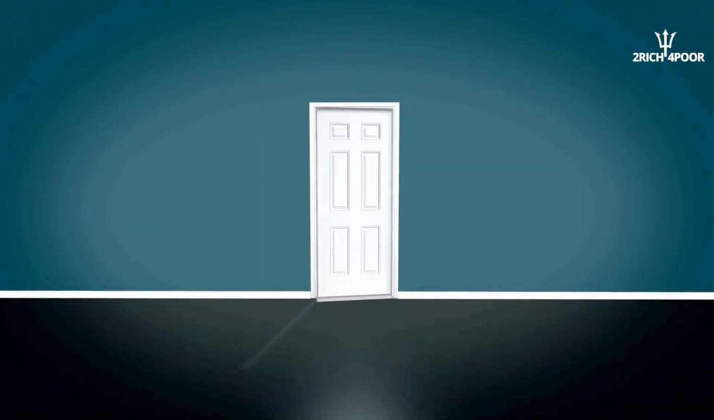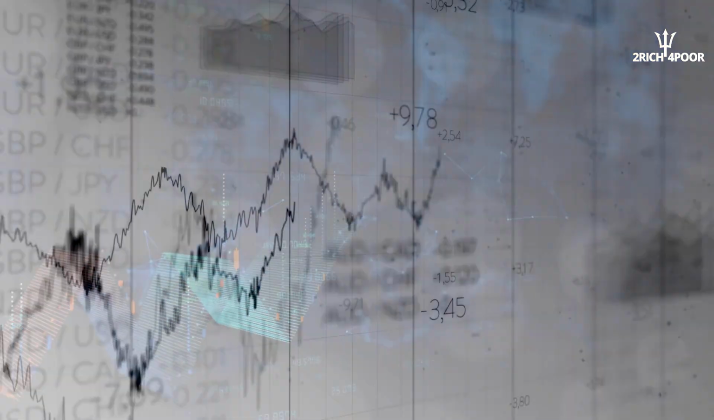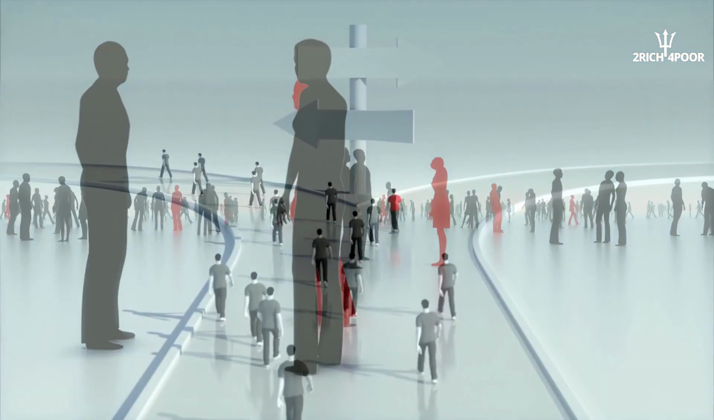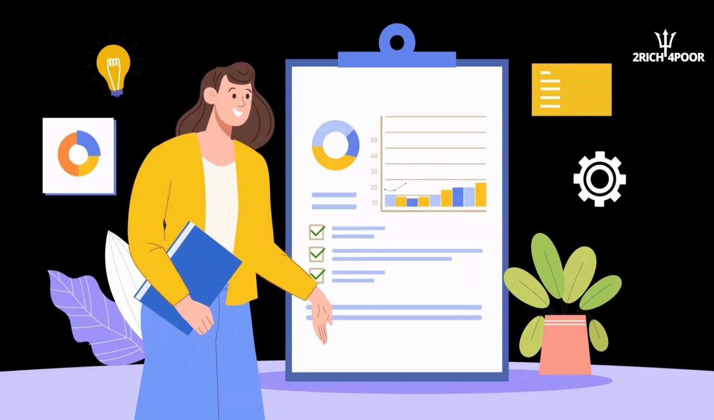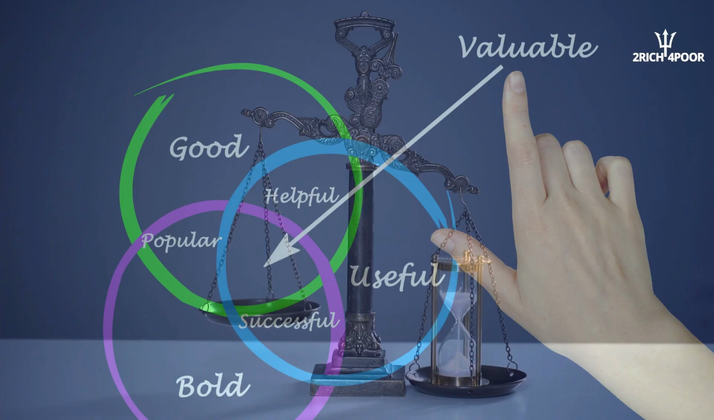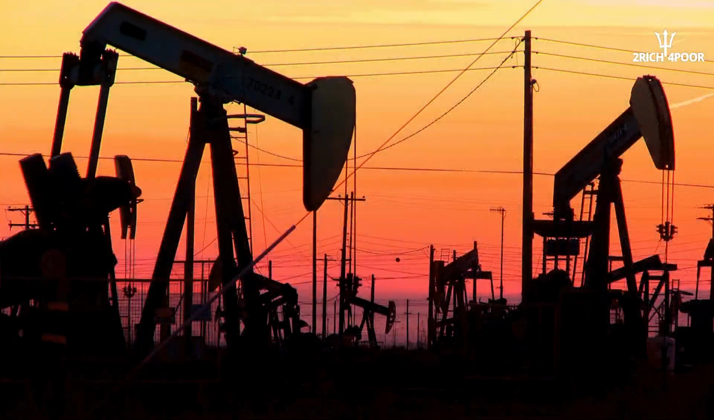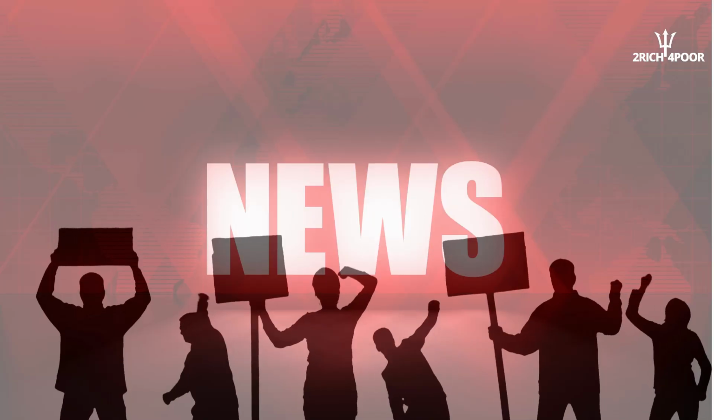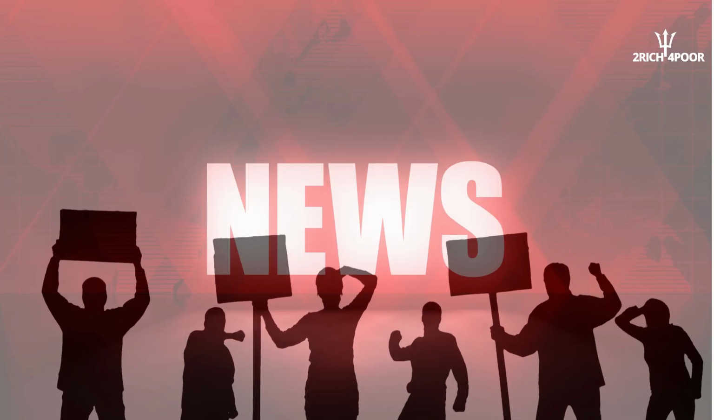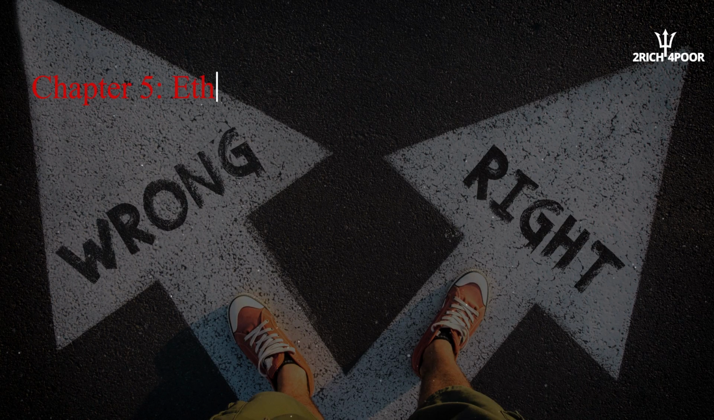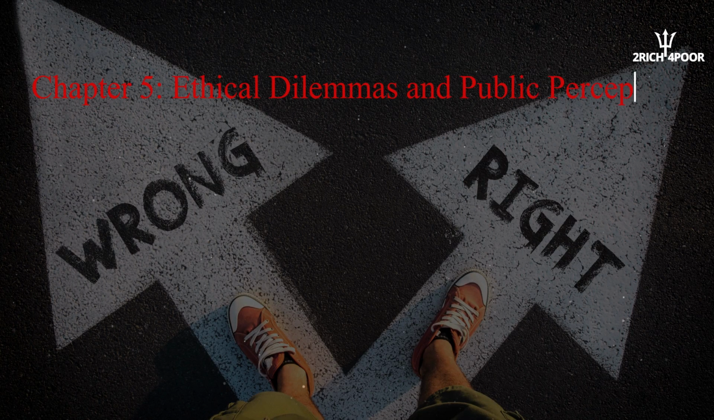A significant issue in financial regulation is the revolving door phenomenon, where individuals move between roles in regulatory bodies and the industries they oversee. While some argue that industry experience is valuable for regulators, the potential for conflicts of interest and regulatory capture cannot be ignored.